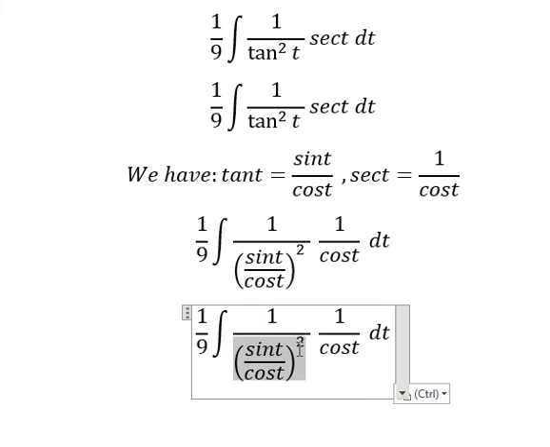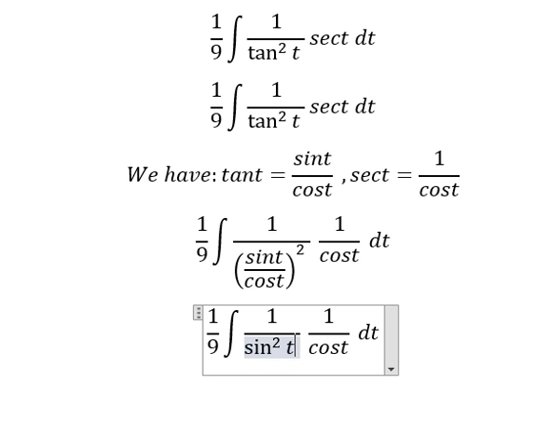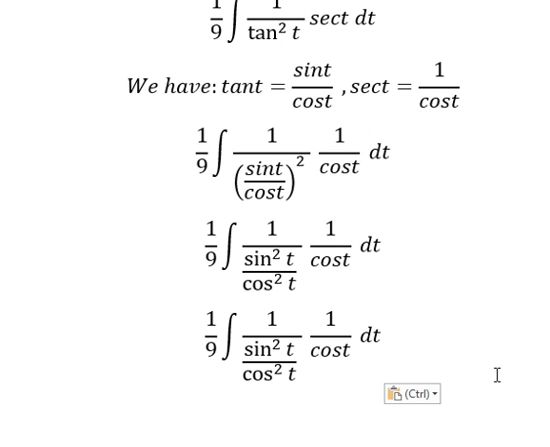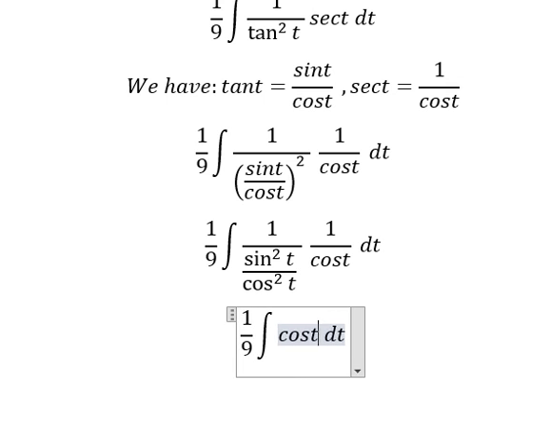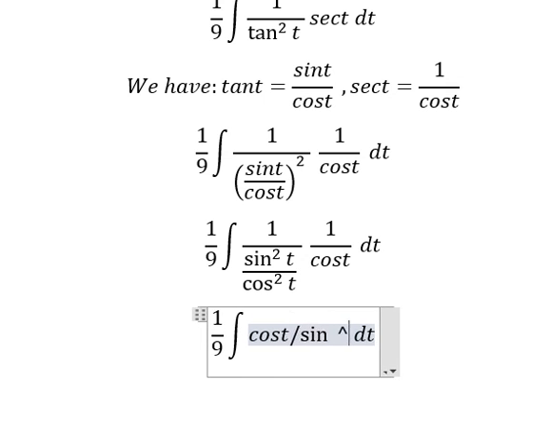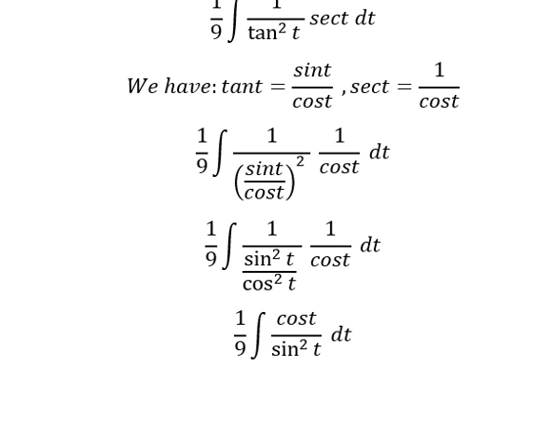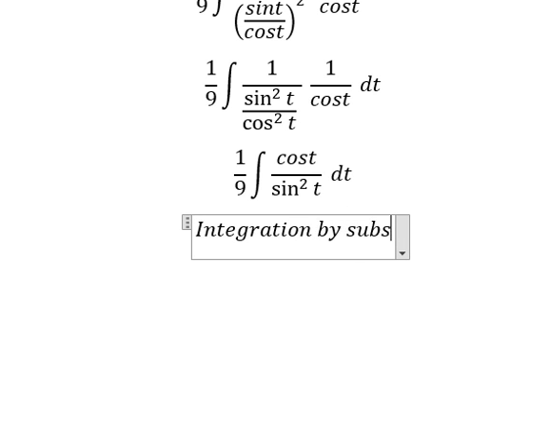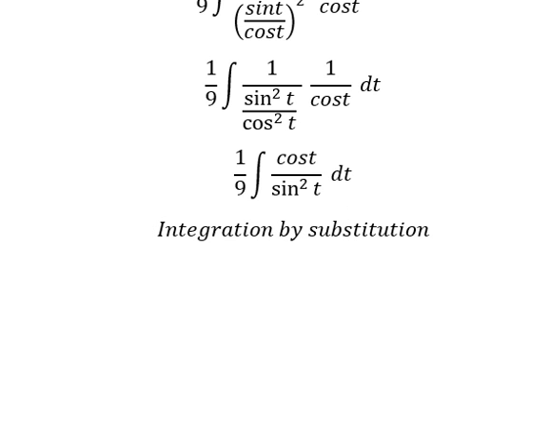So here we have sin t squared over cosine t squared. And now we need to simplify cosine t and cosine t. This one will go to the numerator, and that is cosine t over sin t squared. And now we have the formula in here. So we can use integration by substitution. I will put u equal to sin t.